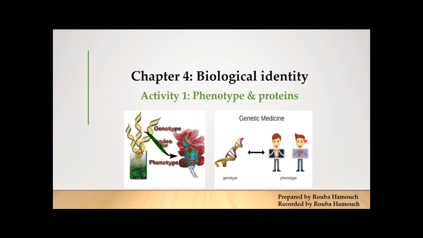As you know, and have already discussed and explained in the previous chapters, one gene, which is a fragment of DNA, codes for one protein. Now in this chapter, we will see how proteins affect the phenotype.